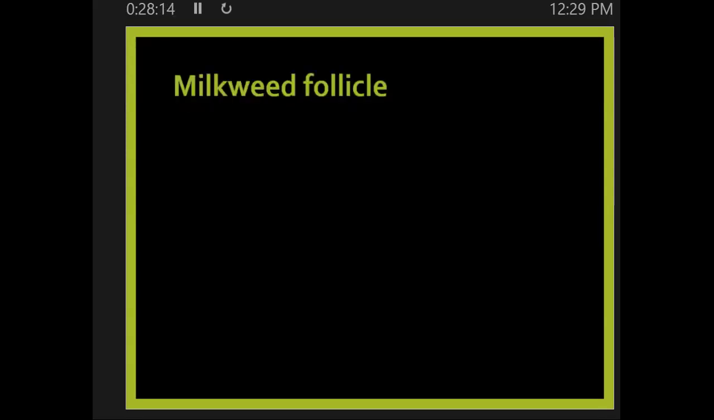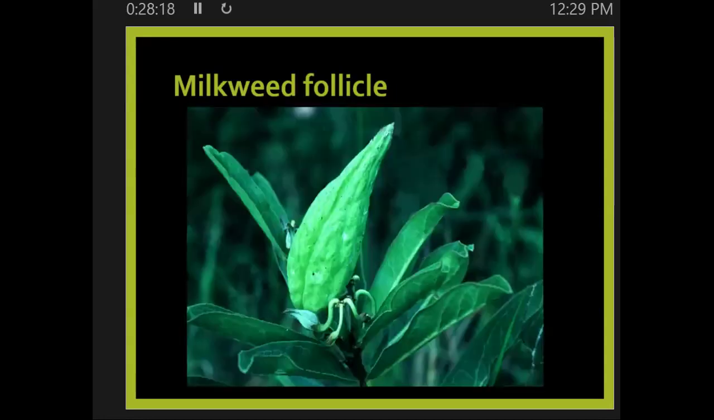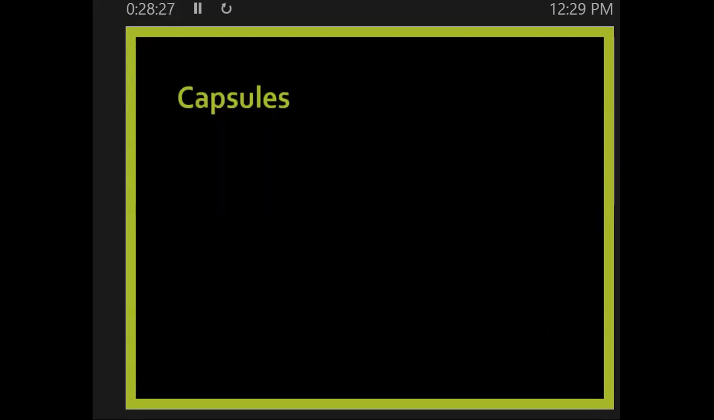There's follicles. Milkweed is a good example of that. Again, we're not going to ask you what's a follicle, give an example, but just getting you to appreciate the diversity.